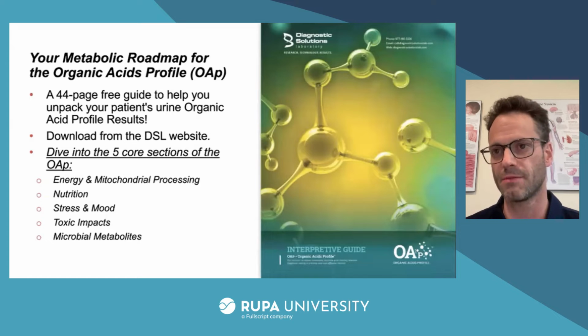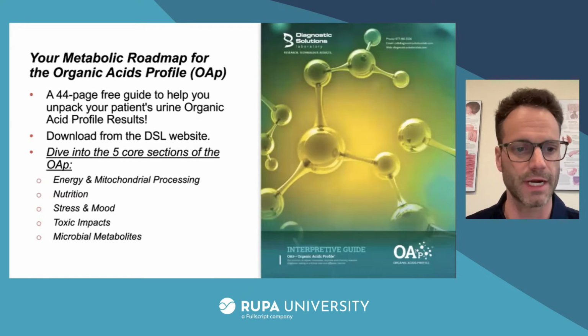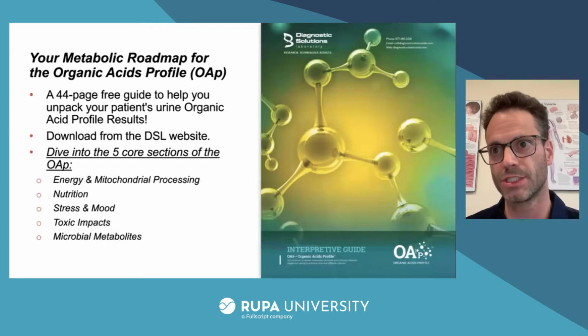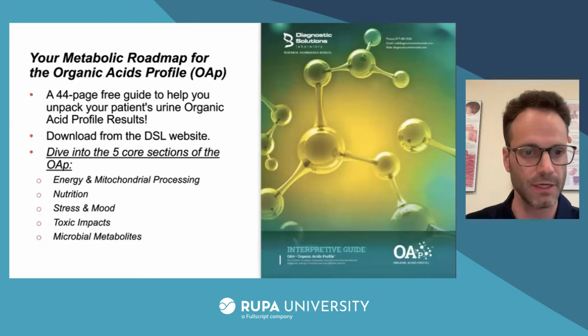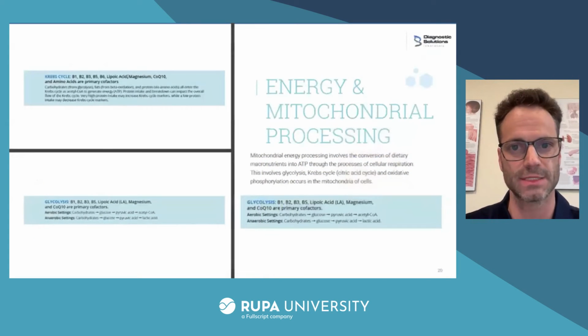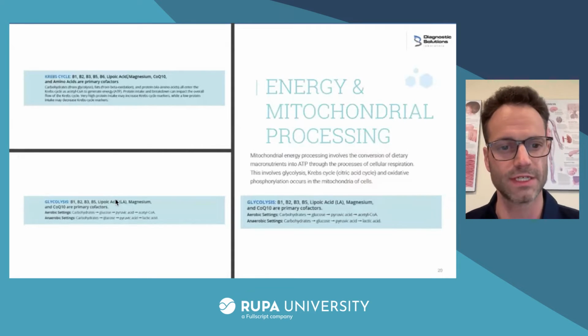We really don't have time to talk about every different analyte. I would definitely recommend signing up for DSL Academy and more educational content here at Rupa Health about the organic acid profile and organic acid testing, whenever that comes up in the future. Essentially, you'll be able to dive into more detail around all the different sections of the test. But for the sake of today, this is how the interpretive guide looks. So you'll be able to understand in glycolysis and the Krebs cycle what different micronutrients are needed and why.